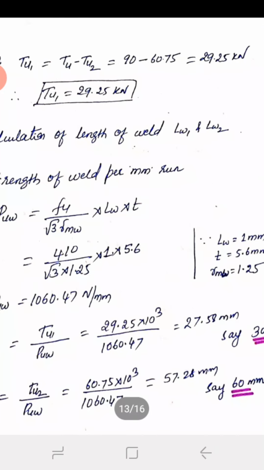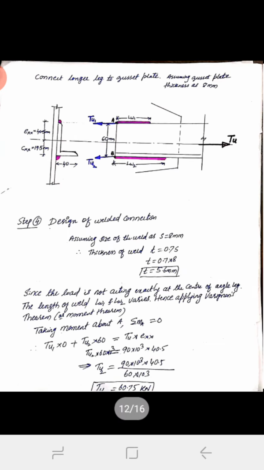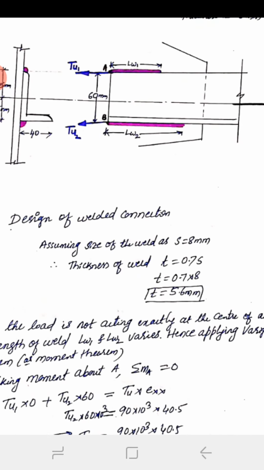TU1 will be TU minus TU2. You will get TU1. Then TU1 plus TU2, if we add, again you will get 90 kilonewton. Okay, then here we got the load taken by the LW1 and the load taken by the LW2 corresponding to TU1 and TU2.